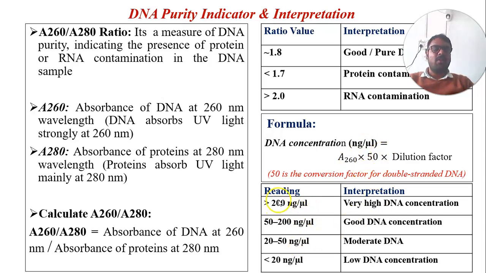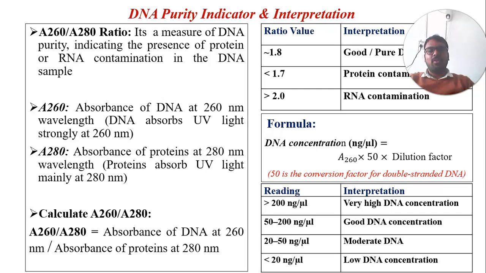For example, if you get a reading of more than 200 nanograms per microliter, that means a very high DNA concentration is there in your sample. If it is between 50 and 200, then it's a good DNA concentration. If it is less than 20 nanograms per microliter, then the quantity of DNA that you have extracted is very low. That means there are some chances of contamination or errors while extracting the DNA.